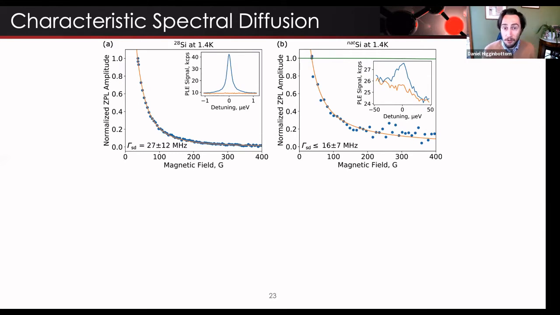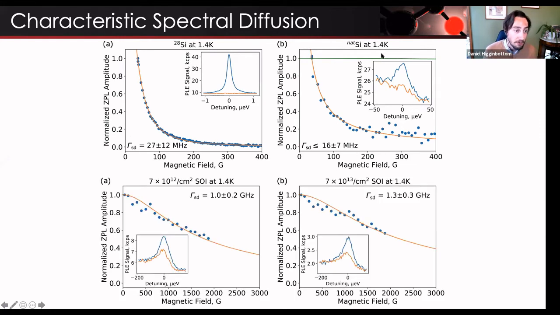We've performed that measurement on a number of samples, and I'm just going to quickly highlight the results for you here. So with isotopically purified silicon at 1.4 Kelvin, we measure homogeneous line widths, labeled gamma SD for spectral diffusion, of about 27 megahertz. For natural silicon, we measure line widths of about 16 megahertz. In SOI, it's significantly larger. In SOI, we're measuring spectral diffusion line widths of about 1 gigahertz. And then as we increase the implant dose and we damage the crystal more, we see even higher spectral diffusion line widths. So these are quite large spectral diffusions in SOI.